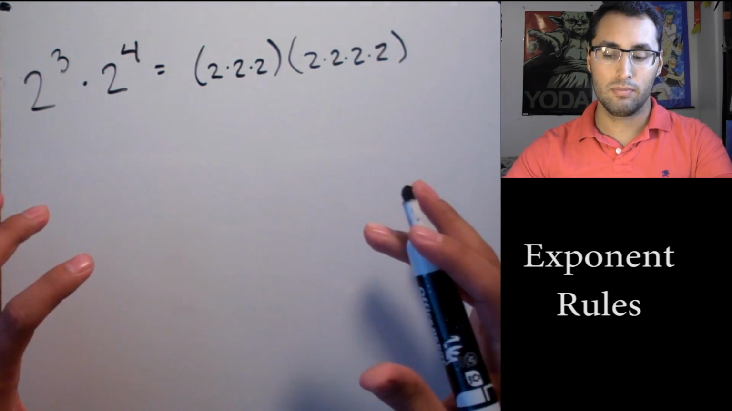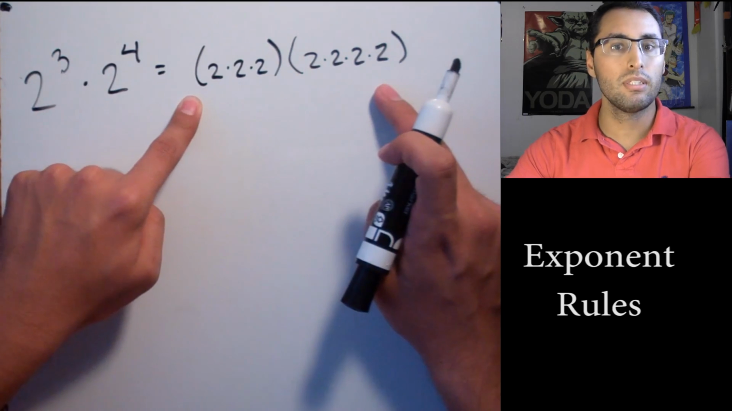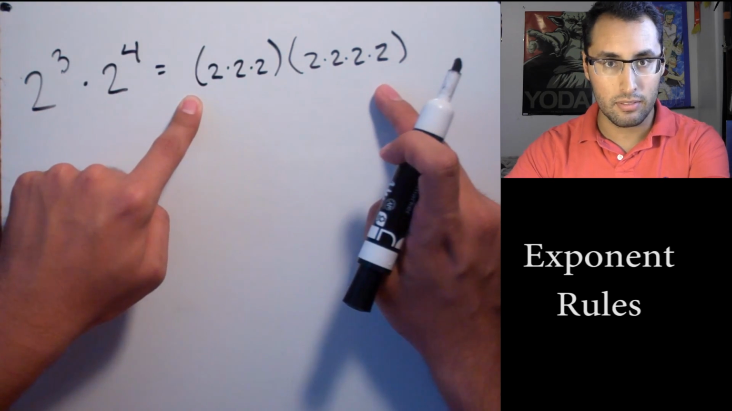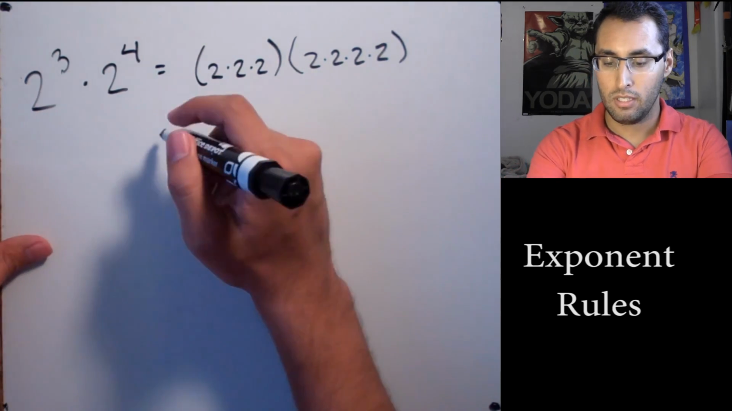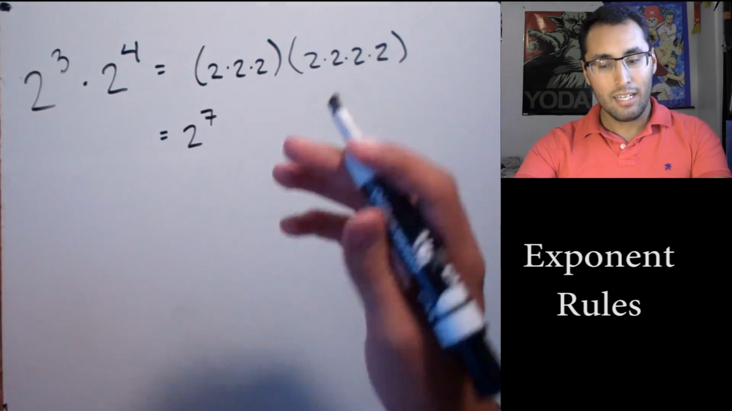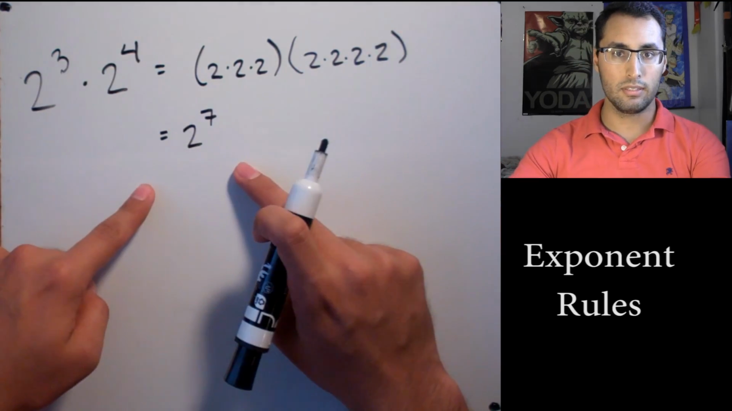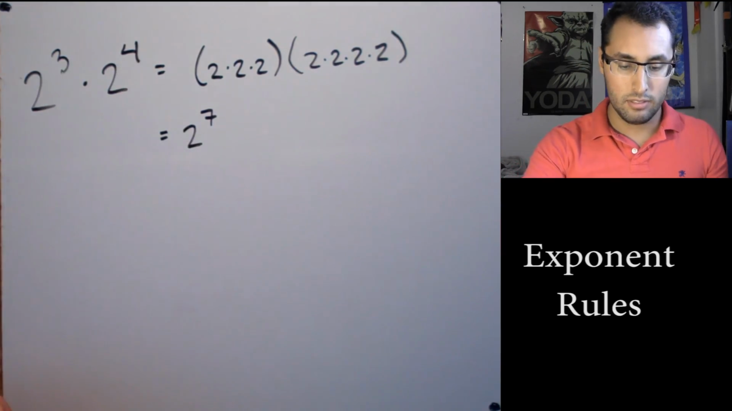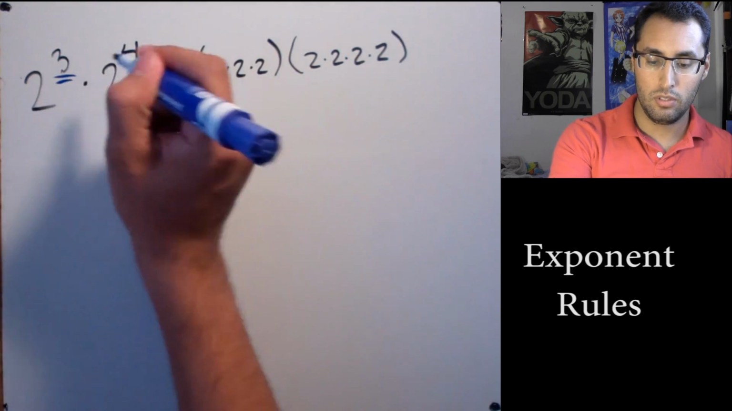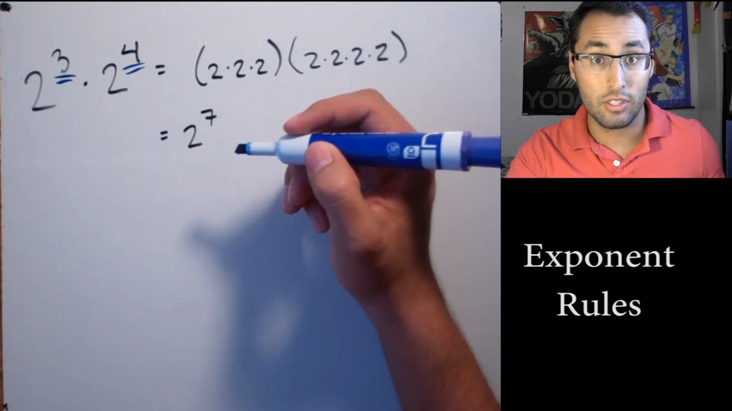So 4 times. Okay. Overall, we have a product. We're multiplying a bunch of these 2's. How many 2's do we have? Well, we have 7. So this is equal to 2 to the 7th power. Now there's an easier way to arrive from this to our answer. What could I have done to 3 and 4 to arrive at 7? Well, you're just going to add.